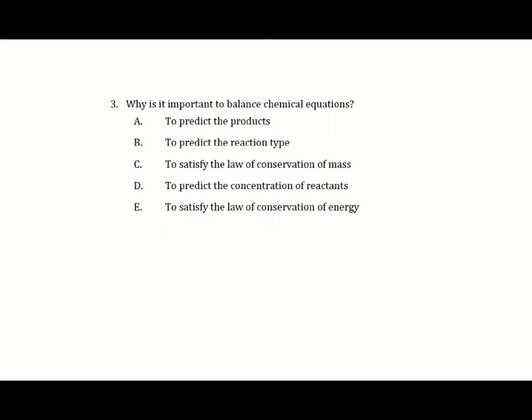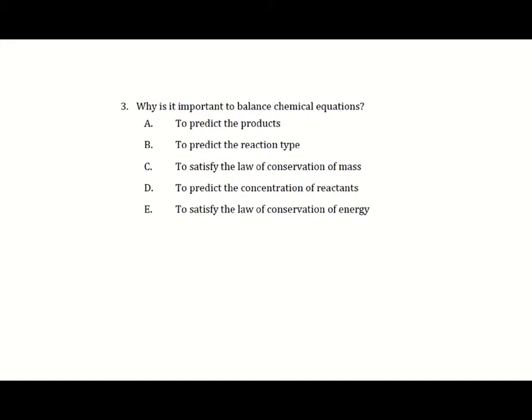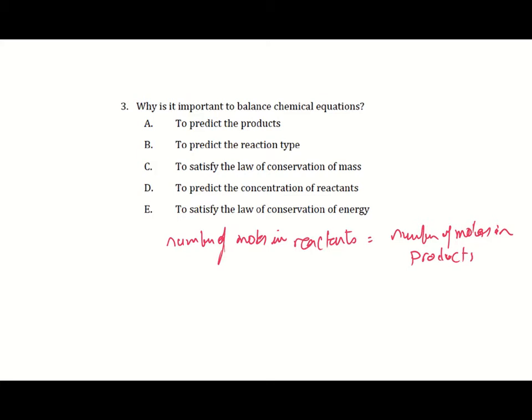Why is it important to balance a chemical equation? As per the law of conservation, the number of moles in reactants should equal the number of moles in products. If you have a balanced equation, you can make a valid chemical experiment and you can make a valid conclusion about the enthalpy of reaction. So we need to balance a chemical equation.